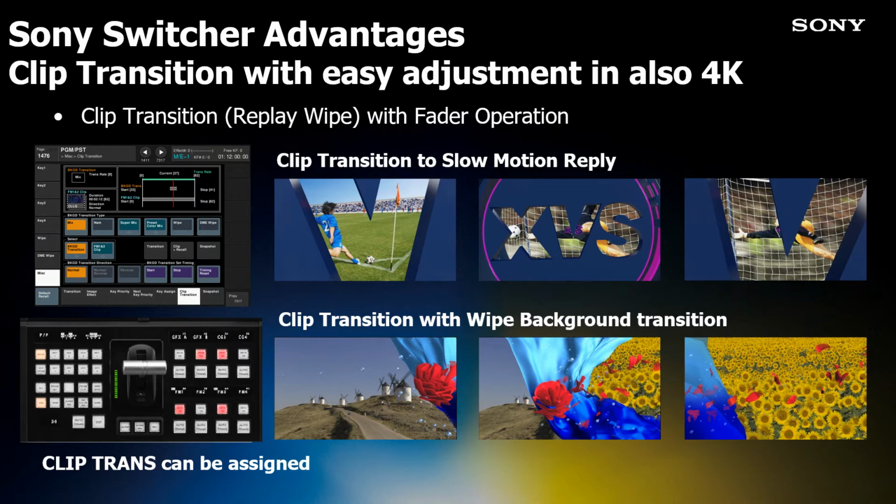Clip transition. Clip transition is a very useful function when you want to add some effects during a cut or background change to a slow motion replay. You can insert a short clip and put it into a frame memory by setting this frame memory as a transition type. You can combine this transition with your background wipes. Then you can create a very nice, beautiful CG style background change. The clip transition can also be set up and assigned to the control panel, for easy operation.